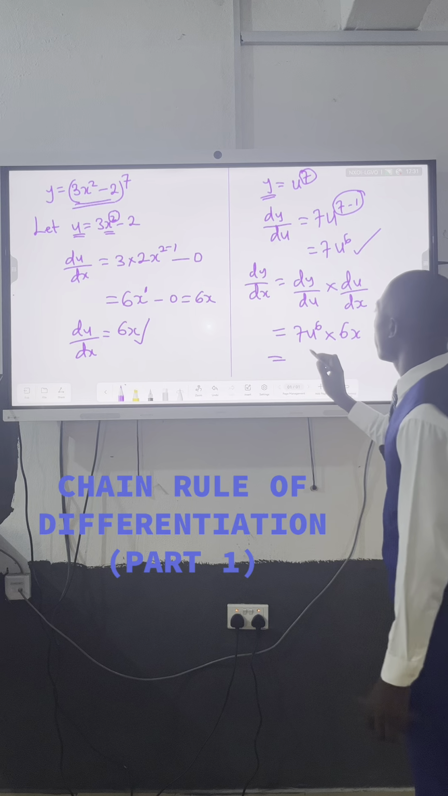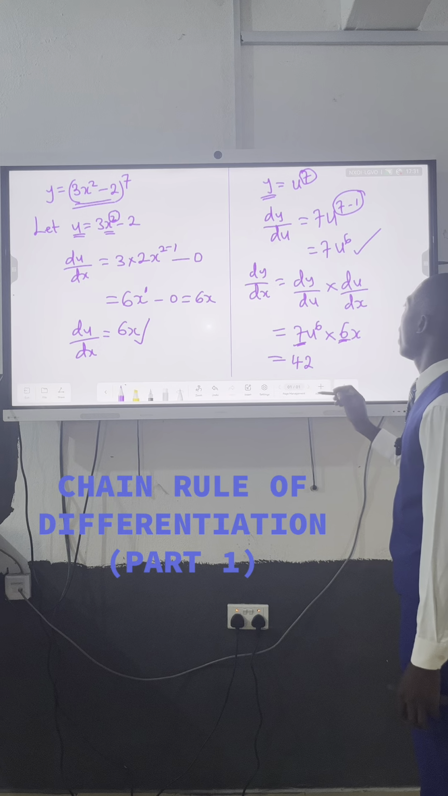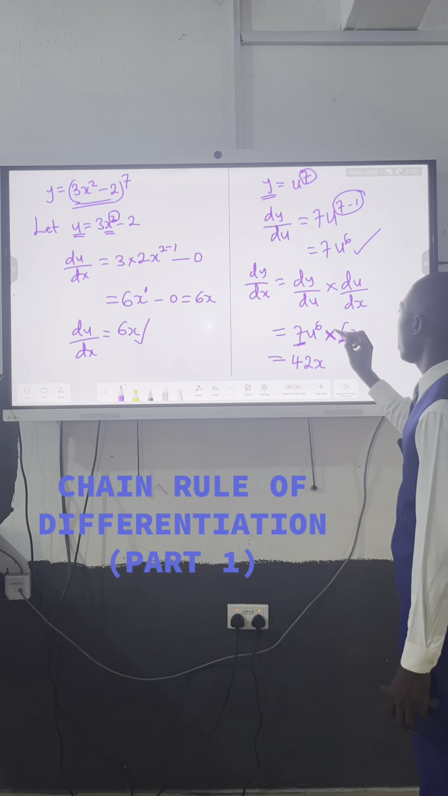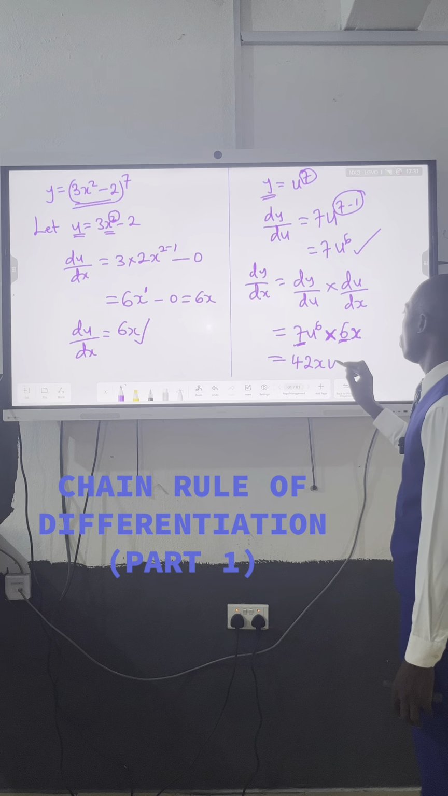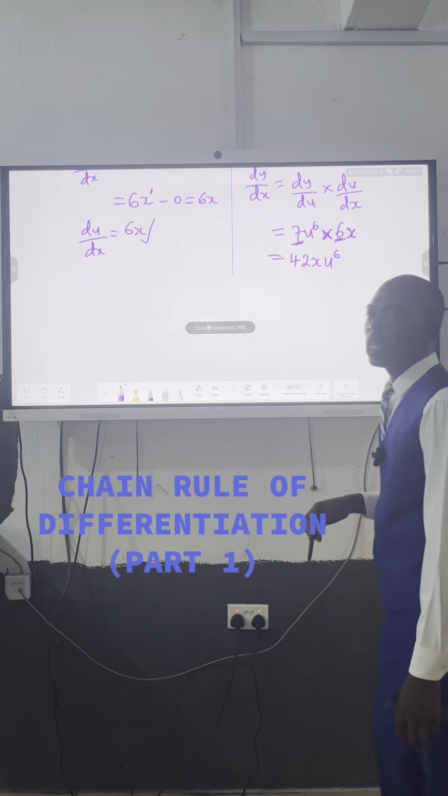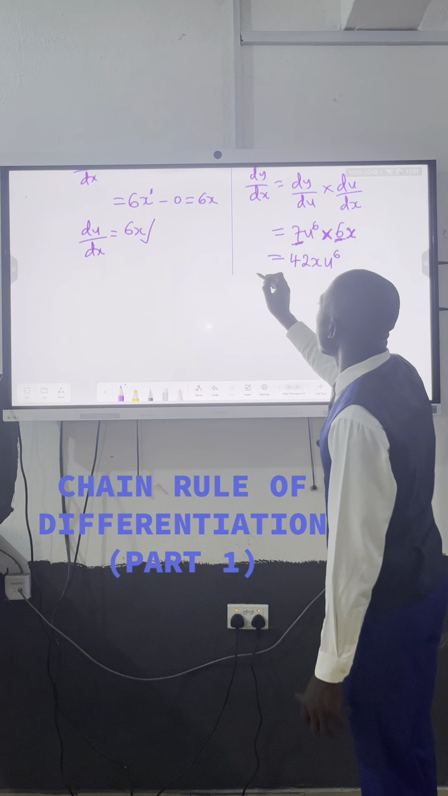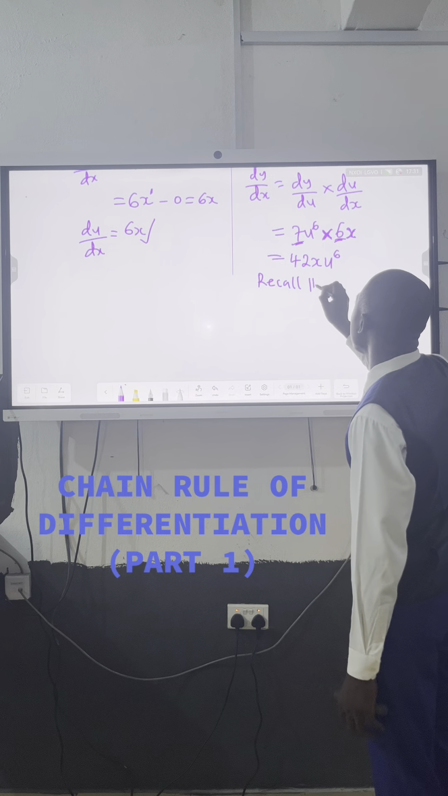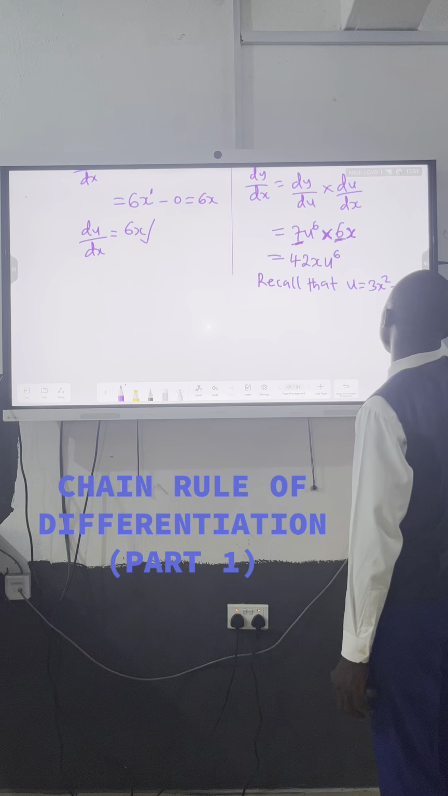Alright, so if you multiply this together, 7 multiplied by 6 will give you 42. And then x will follow it. Please, this is a multiplication sign, while this one is x. Alright, so what follows now is u raised to the power 6. But if you remember very carefully, the question originally was not having u. We were the one that brought it in. So now we remember and replace. Recall means to remember. Recall that u is actually 3x squared minus 2.